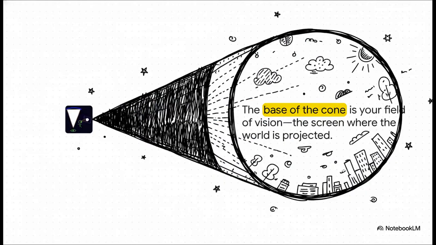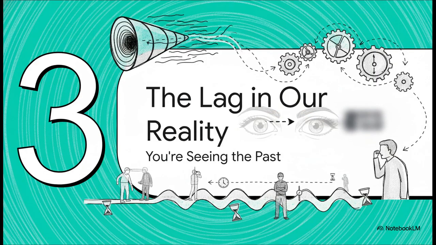Okay, so if the pointy tip of the cone is your eye, then the flat circular base on the other end is your field of vision. Think of it like a screen where the world is projected. All the light from that distant circle travels down the sides of the cone and converges right at that tip, right at your eye. All right, now that we have this cone model of vision set up, we can finally get to the core of the idea. We're going to tackle the inescapable delay, the time lag that is built into every single thing we see.